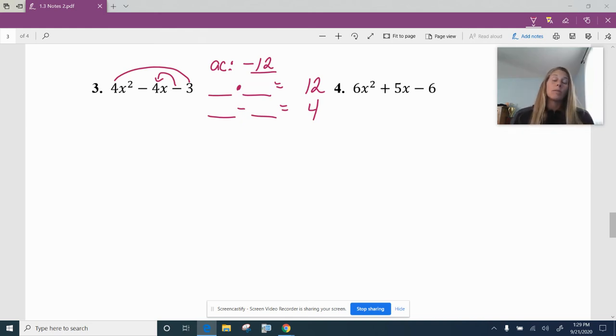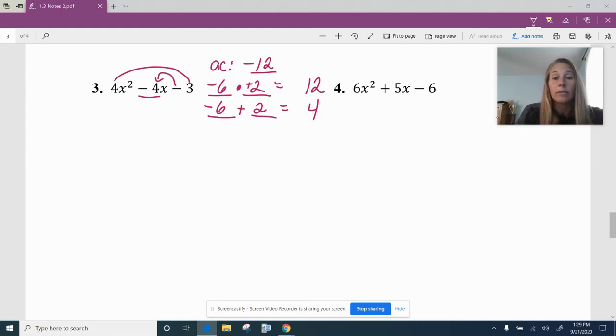So the different factors of 12 are 1 and 12, 2 and 6, and 3 and 4. Which of those combinations will somehow subtract to give you a 4? 6 and 2, right? So I know I have a 6 and a 2, okay, but I need a negative 4. So is it 6 minus 2 or negative 6 plus 2, right? Which one gets the negative? So it's negative 6 plus 2.